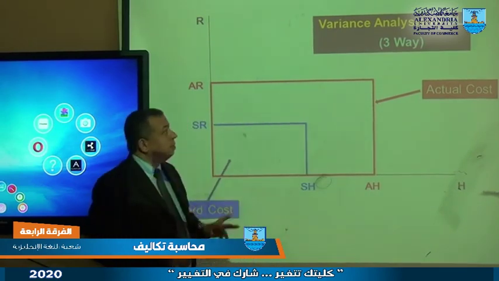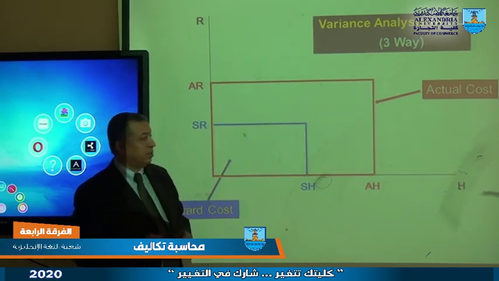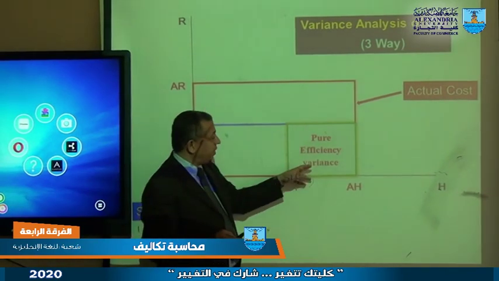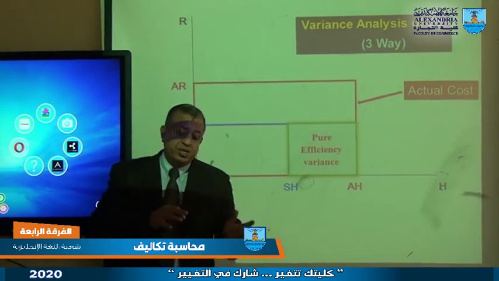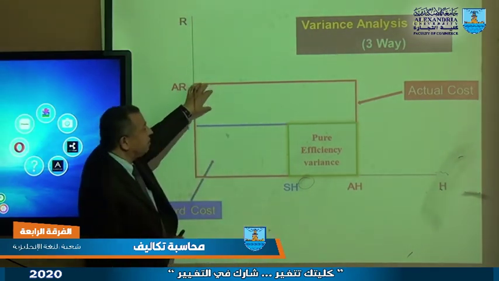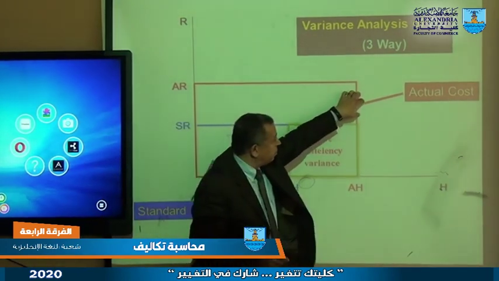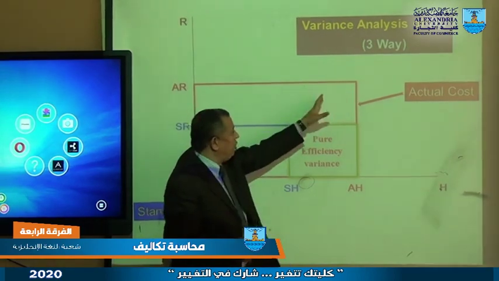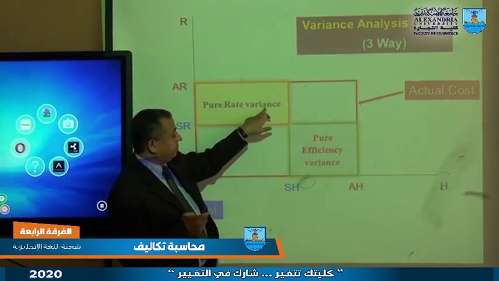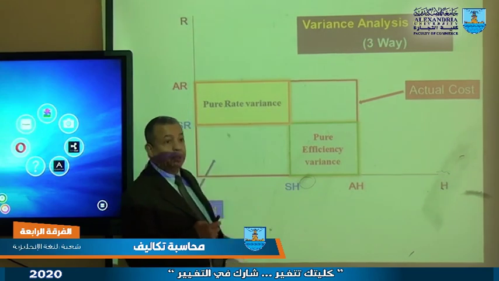This variance, according to three-way, I will divide into three parts, not two parts. The first part is the same. We say pure efficiency variance. So I don't have many equations to calculate efficiency variance, only one. But for rate, I will divide rate into two parts. Again, rate in two-way will be two parts in three-way. The first one here we say pure rate variance. I will not use actual hours, but I will use standard hours.